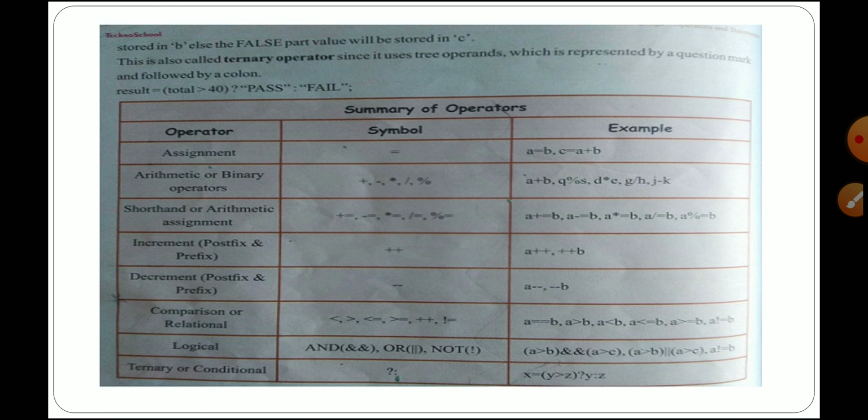Okay, sorry, that was the arithmetic assignment operator example. This example is the arithmetic assignment operator, not a conditional operator. This is the arithmetic assignment operators method. So the summary of operators they gave: comparison, assignment, arithmetic or binary operators, shorthand or arithmetic assignment operators, increment postfix, decrement postfix and prefix, comparison or relational operator, logical operator, and ternary or conditional operator. They gave all the symbols and examples here itself.